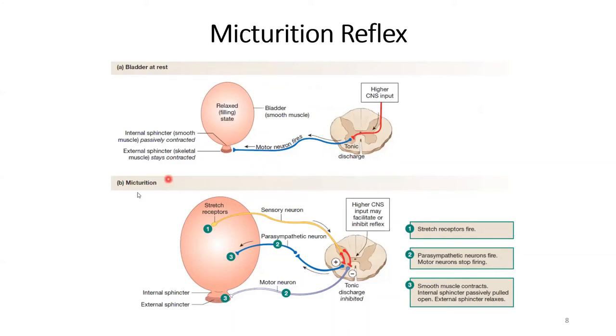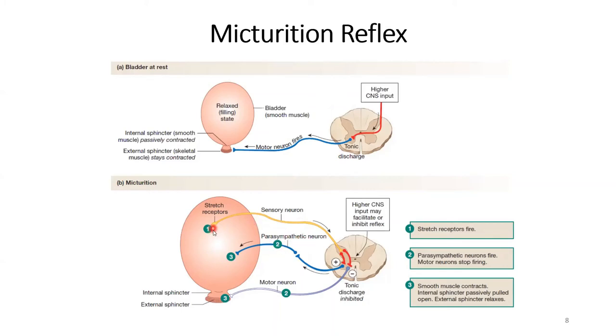Things are at peace bladder-wise. Okay, so then micturition is explained nicely in this diagram as well. You have a full bladder, much fuller than it was here. The stretch receptors have been stretched. This sensory information, as mentioned, is part of the pelvic nerves. So basically, the pelvic nerves have both fibers, sensory, i.e. afferents, and motor efferents, the parasympathetic ones, which I mentioned earlier.